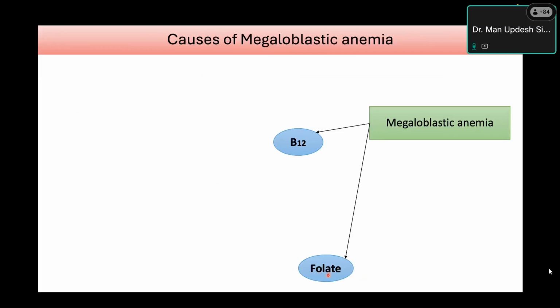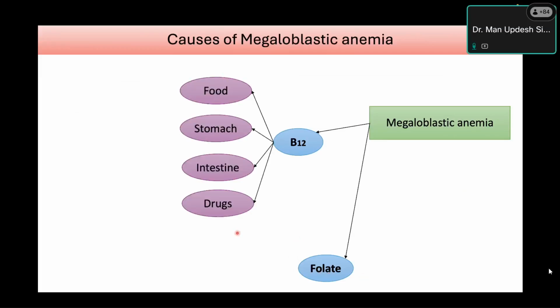most common causes are B12 deficiency and folate deficiency. B12, there can be nutritional and absorptional defects. A vegan diet, of course, B12 is mostly available from the non-vegetarian diet. So you need to look into that.